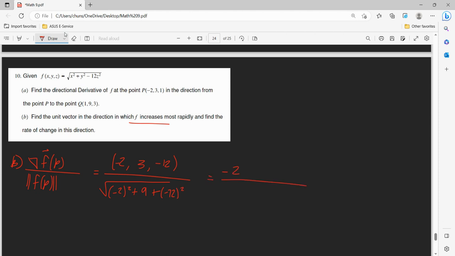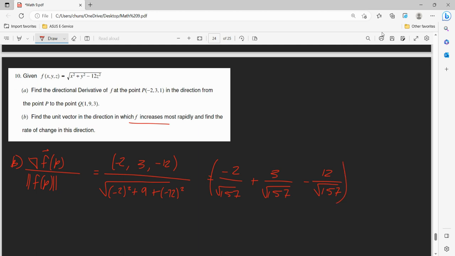It's equal to negative 2 over, sorry, let's find out what this denominator is. This is the square root of 4 plus 9 plus 144. I'm just going to keep that in its square root. This is equal to 157, so I'm just going to keep it that way. Plus 3, and minus 12 over the square root of 157. So this is our unit vector.